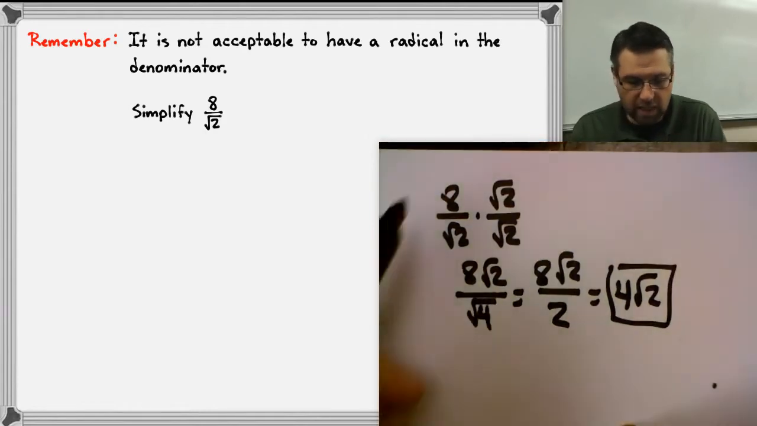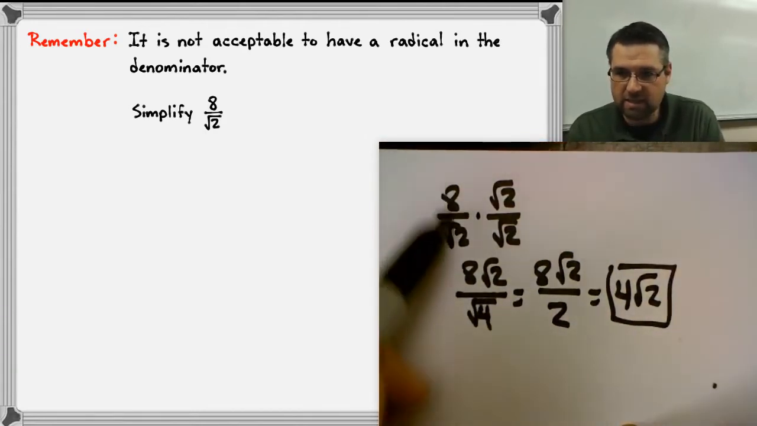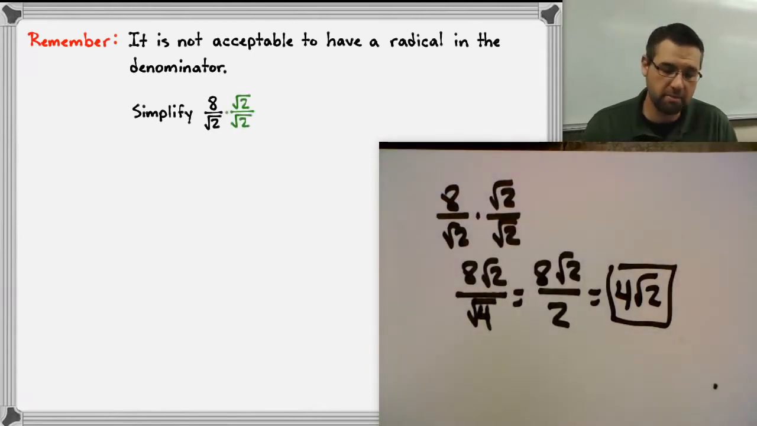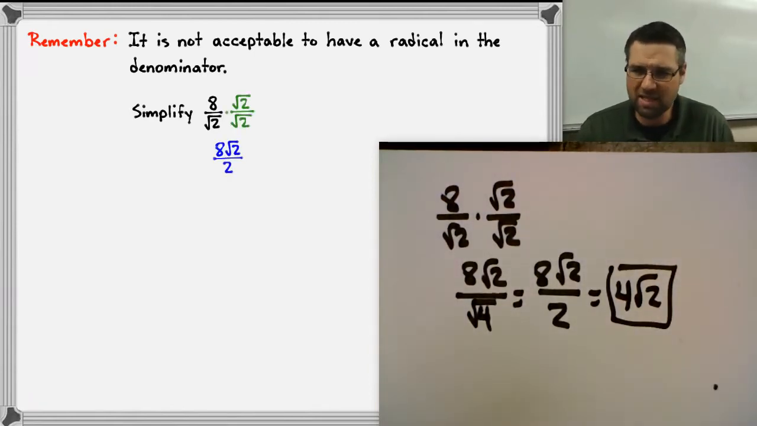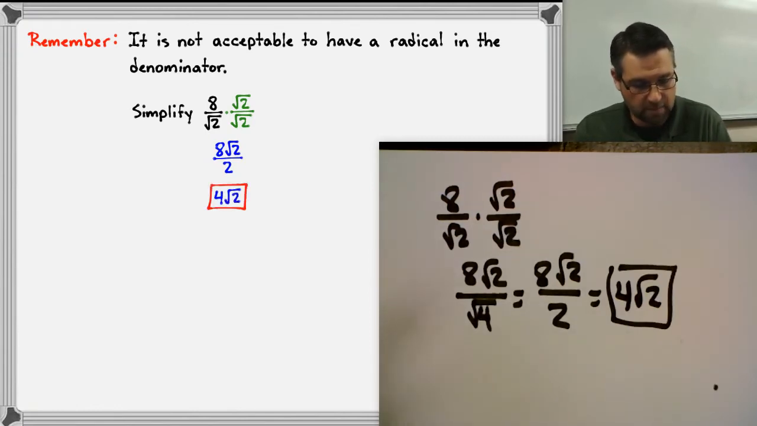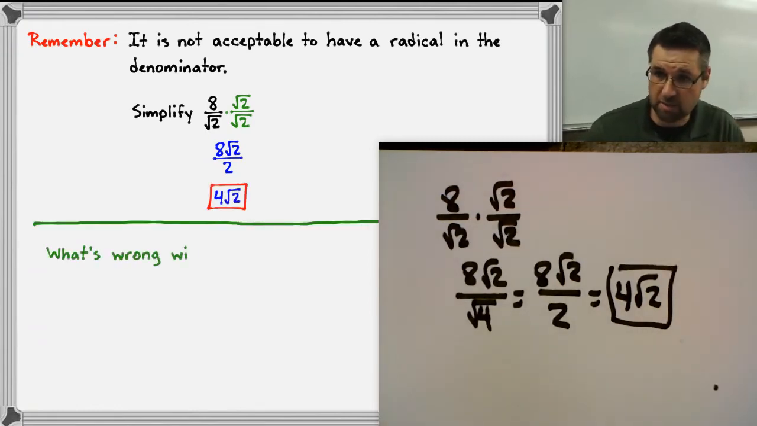And so the point is, we can manipulate this expression, this 8 over radical 2, to get rid of the radical on the bottom. The radical on the bottom is not acceptable. Well, how does that matter? What does that matter for what we've been talking about the last couple days? Well, it's very important. Watch what happens here.